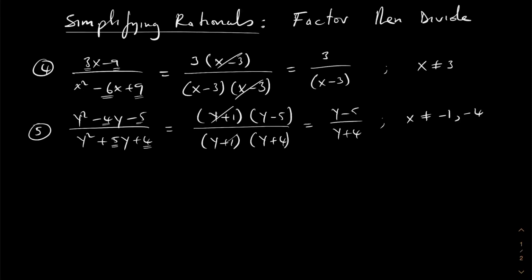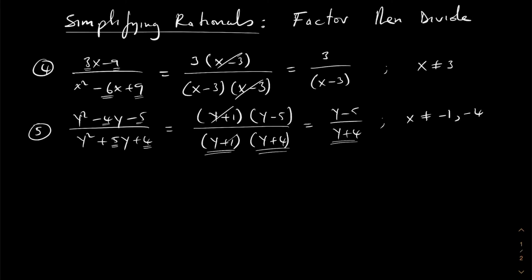Whenever you look for the domain of a rational expression, you are always going to look for it on the unsimplified version of it. So although the last version of it here only has y plus 4 as the denominator, the domain always comes from the original rational expression. So we're going to be looking at y not equal to -1 and y not equal to -4.